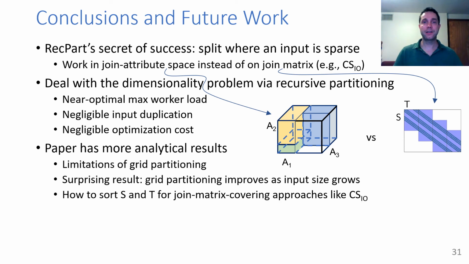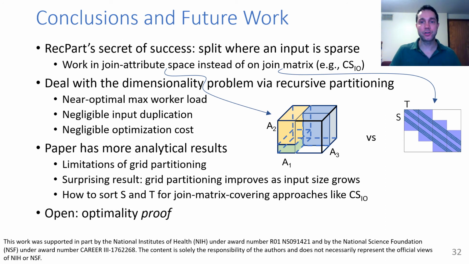You can find other analytical results in our paper. For instance, we study for grid partitioning under which conditions it performs well and when it will perform poorly. Here it was particularly surprising to see that under certain conditions, as data becomes larger, grid partitioning will behave better. Similarly, we explore join matrix covering approaches like CSIO and explore how to organize the S and the T tuples in the join matrix for best performance. For future work, we would like to show analytically that RegPart has to be close to the lower bound.